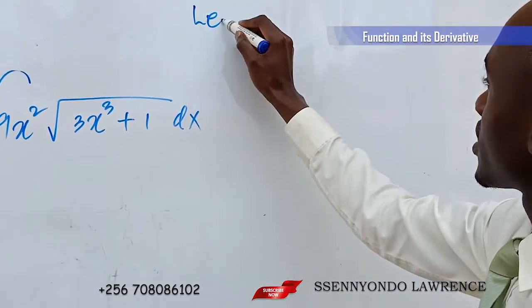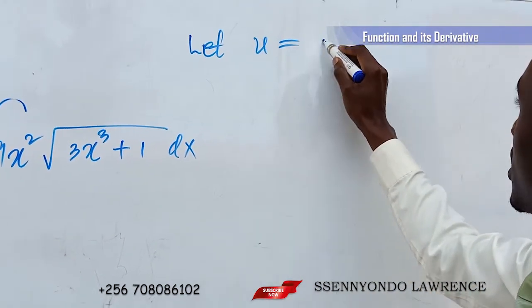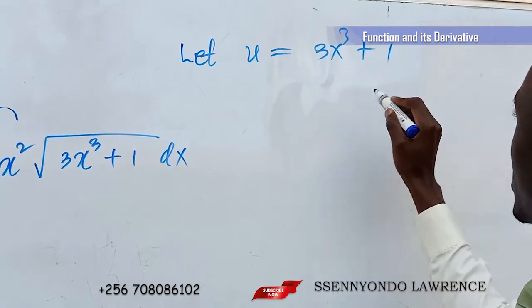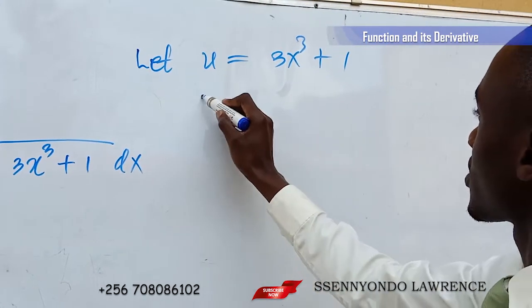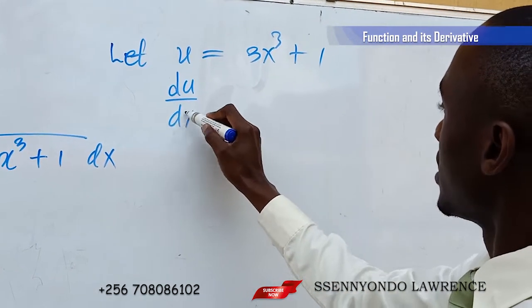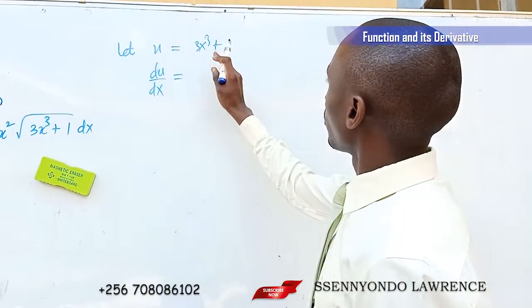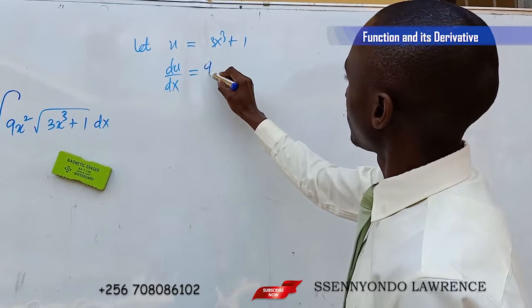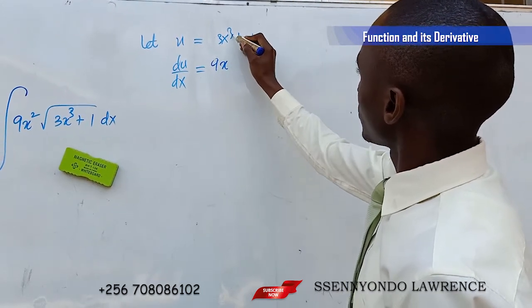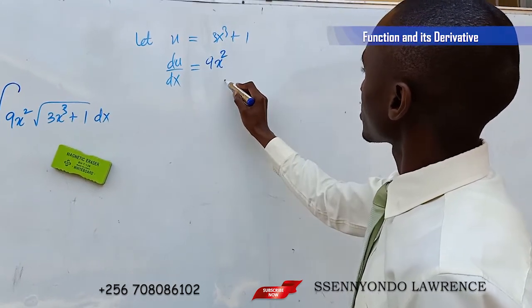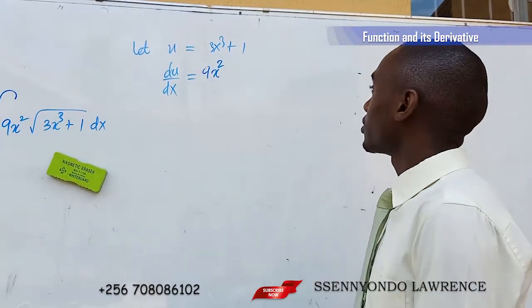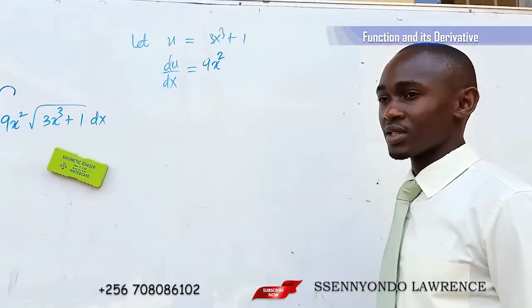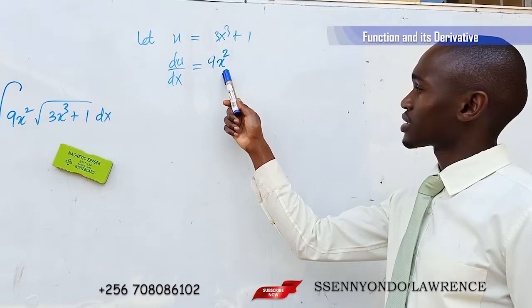So when someone lets u be 3x cubed plus 1 and differentiates, normally du by dx, when you drop the power as usual, 3 hits the 3 to give us 9, x reduce that 3 by 1 to get a square. The derivative of 1, remember, is 0, so we get 9x squared.